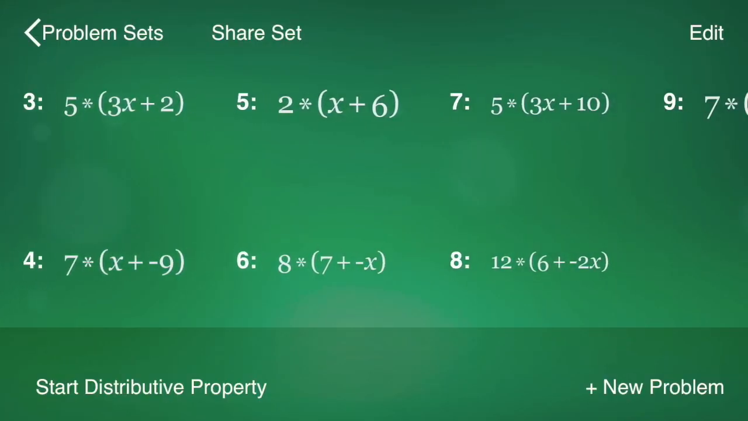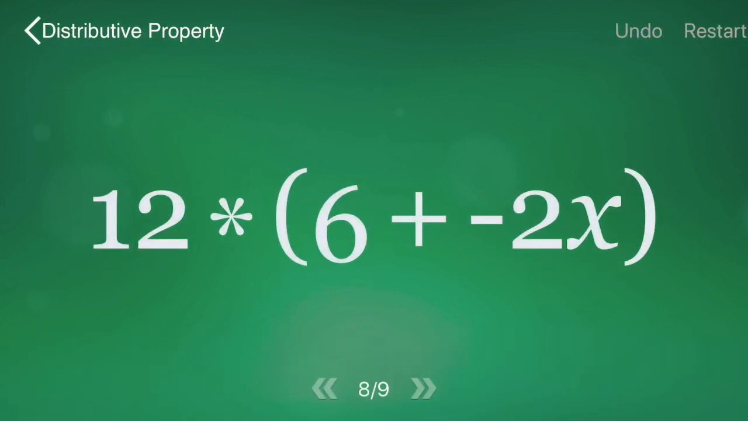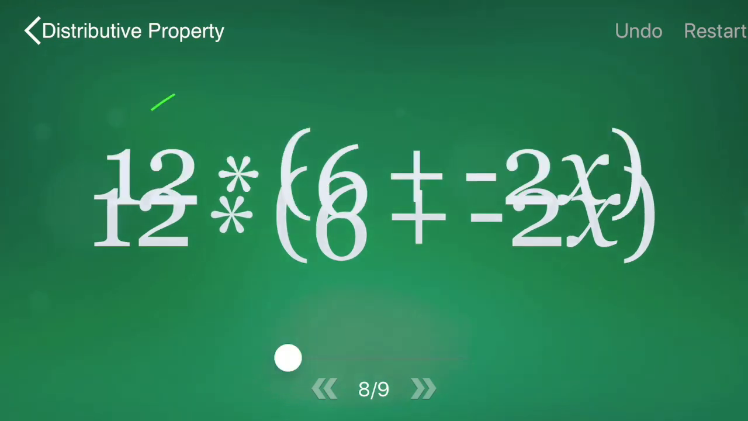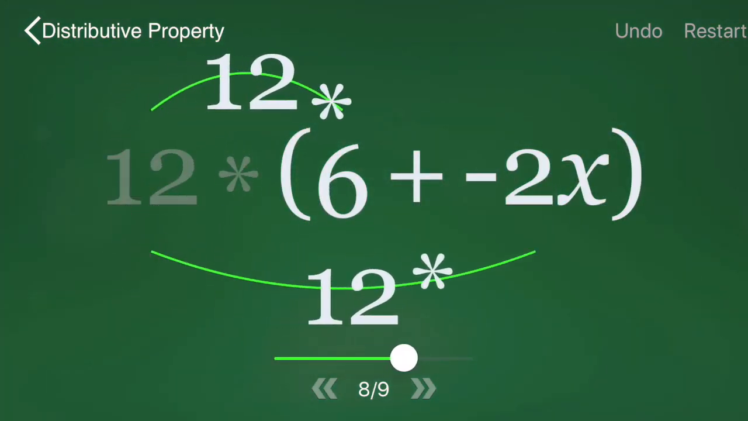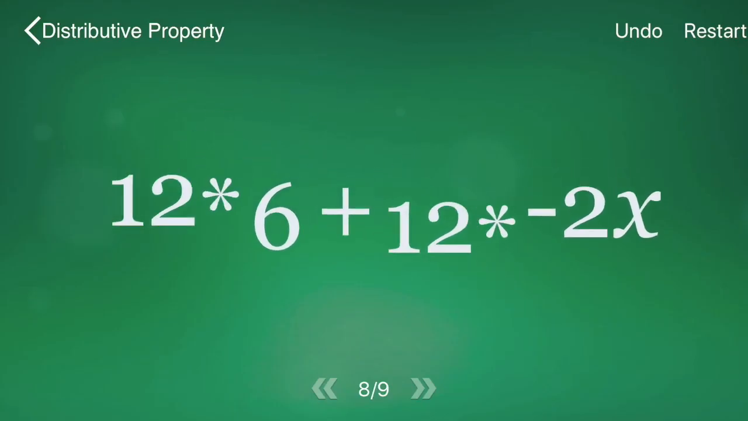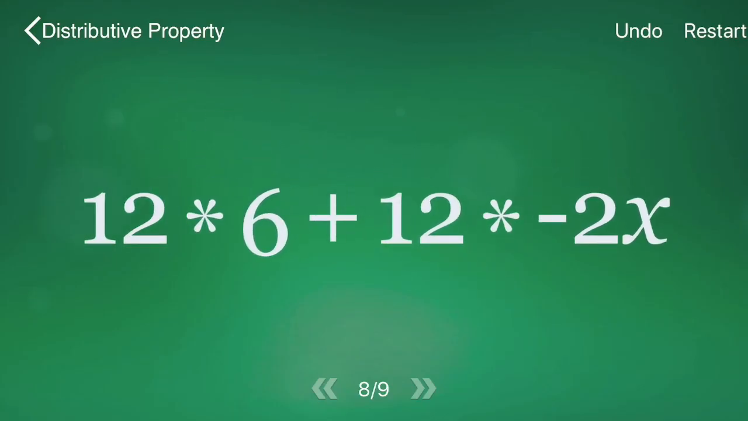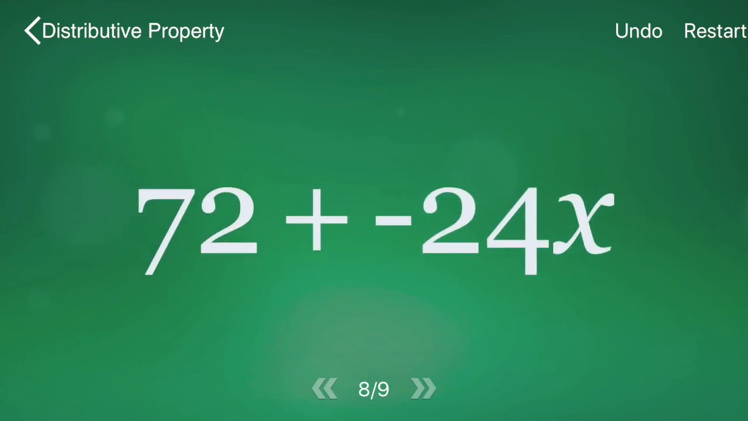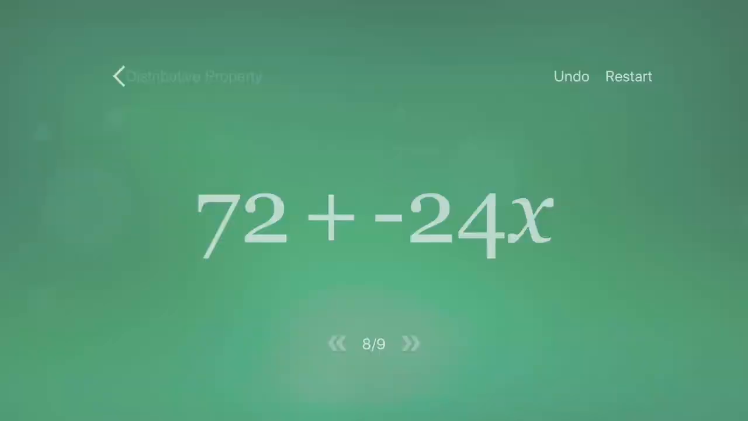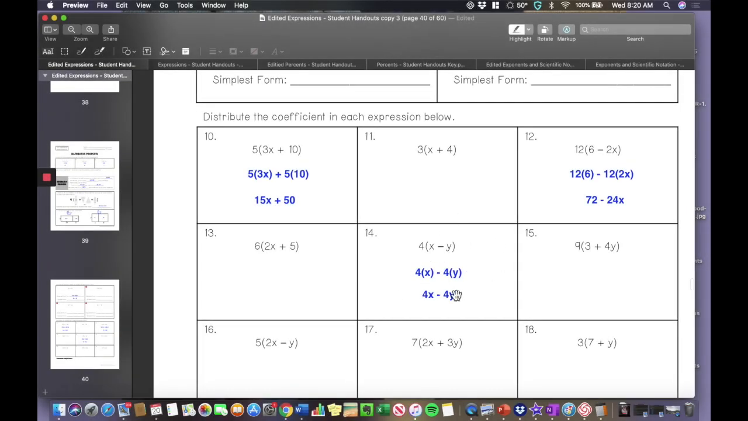For number 12, I had 12 being distributed to 6 and negative 2x, as you can see here. So again, I tap my star. That 12 is going to be multiplied by 6, and then multiplied by negative 2x. I can have it in expanded form right here, and start tapping my stars. And it's going to give me the simplest form, which is actually 72 minus 24x. And number 14 I did for you as well.